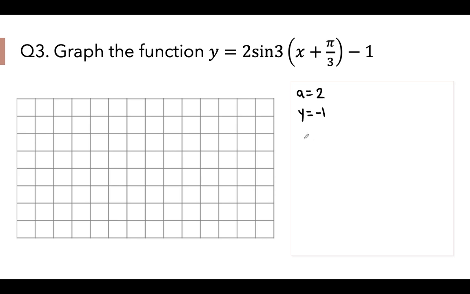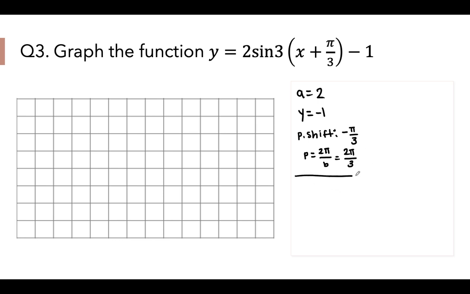And it looks like we have a phase shift. So phase shift is, again, inside the bracket. So when you take it out of the bracket, you change the sign. So it's negative pi over 3. Okay, and then to find the period, it is equal to 2 pi over k or b. So 2 pi over 3, and that's my period.